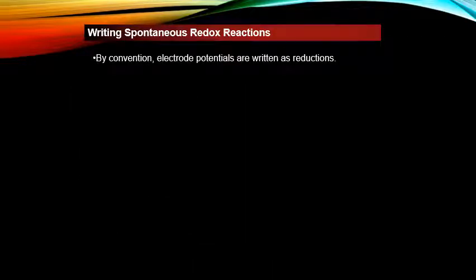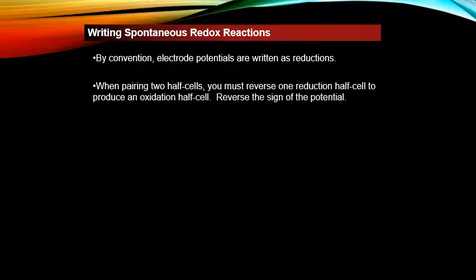Now we're going to learn how to calculate the cell voltage, or the potential difference for a reaction. By convention, all of our electrode potentials are written as reductions, so we're always looking at the two substances gaining electrons. However, we know that within any type of chemical reaction, the number of electrons that are lost, the oxidation, must equal the number of electrons that are gained. So when we're pairing the two half cells, you have to reverse one of those reduction half cells to produce an oxidation half cell. When that occurs, you're going to reverse the sign of the potential.